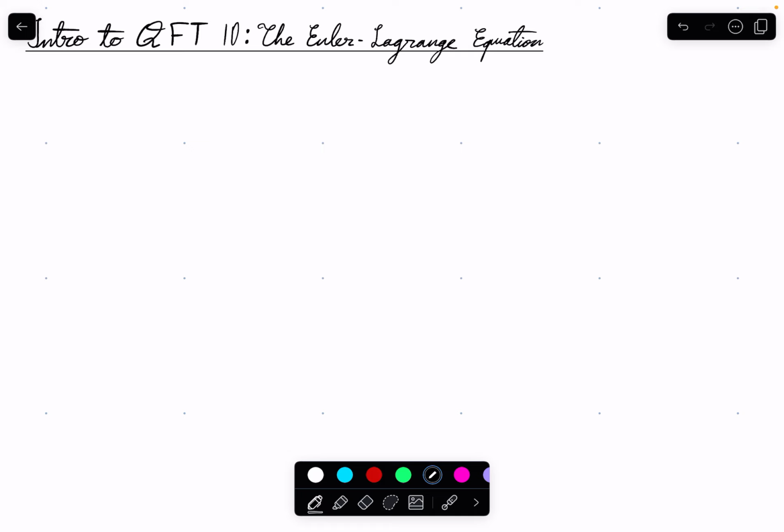Welcome to the 10th video of Introduction to Quantum Field Theory. This video will cover the Euler-Lagrange equation. Quantum field theory uses the Lagrangian formalism of mechanics extensively, so before delving into the equation and what it is, we must cover some preliminary facts. We will deal a lot with objects called functionals.